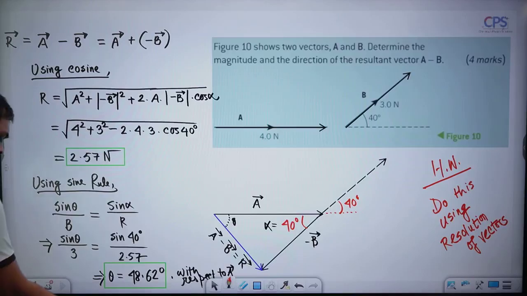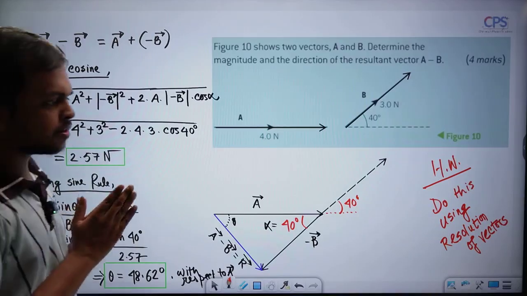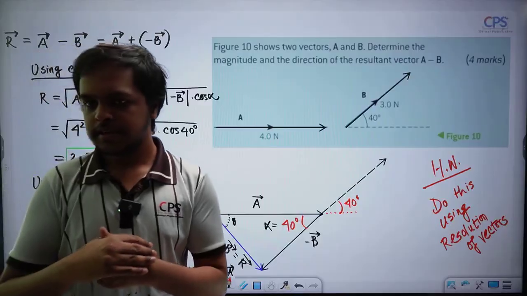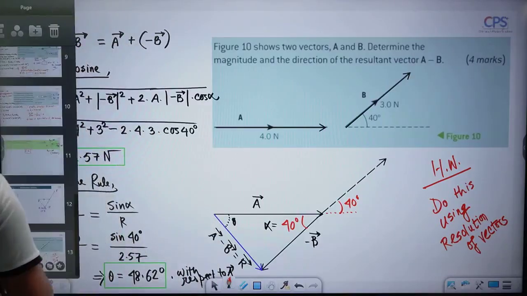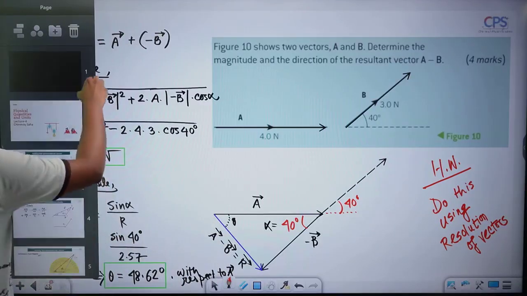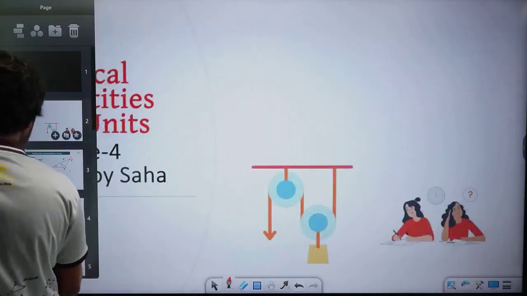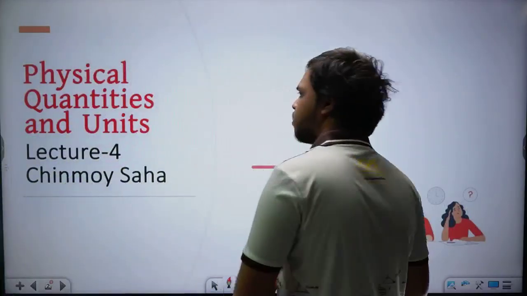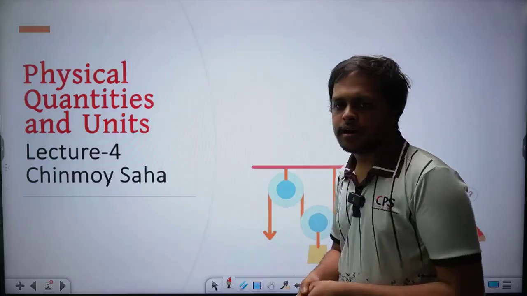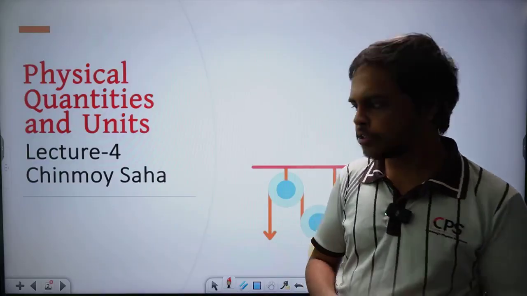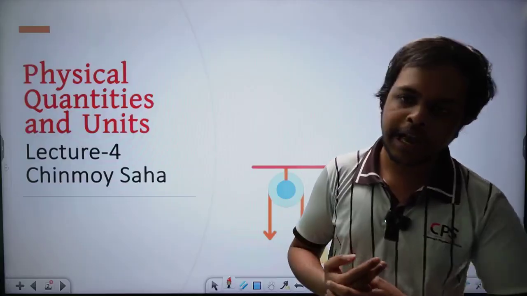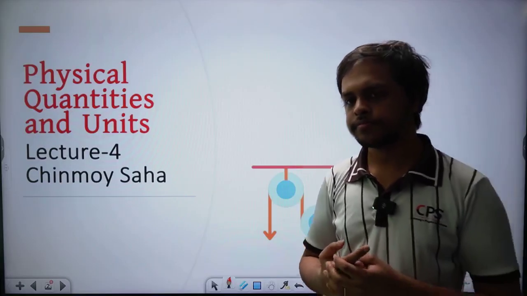So here it is, our first chapter, units and measurements. Okay, this is done with all the topics: physical quantities and units, measurement and vectors within it. Everything is done, and I have solved and talked about all the concepts and all types of maths available.